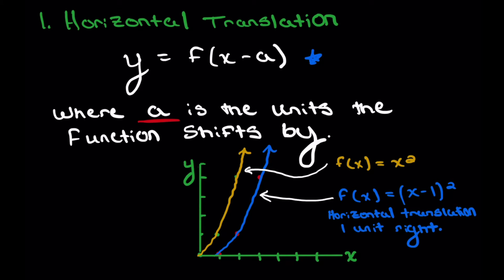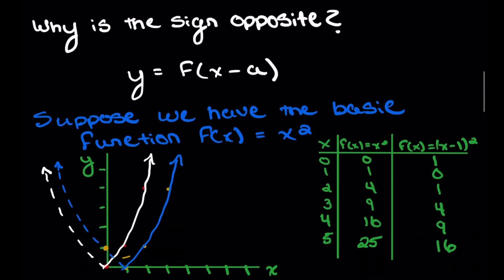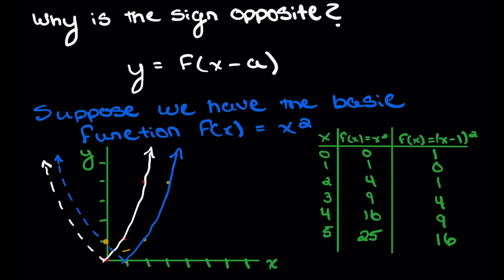We can see in the gold, we have the original function here. Then I say, what if we want to do a horizontal translation 1 unit right? Well, then the function becomes x minus 1 squared. That seems a little strange. We're going right, but it's minus 1. Shouldn't that go left? Let's focus on that here. Why is the sign opposite in our general form, y is equal to f of x minus a?